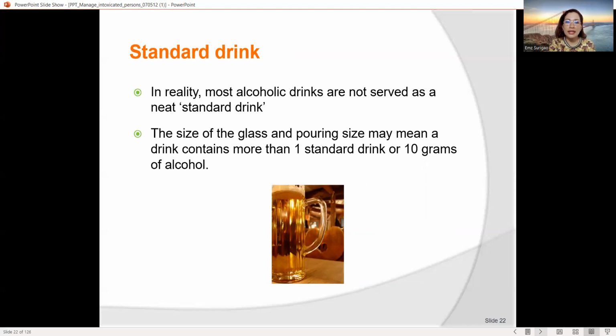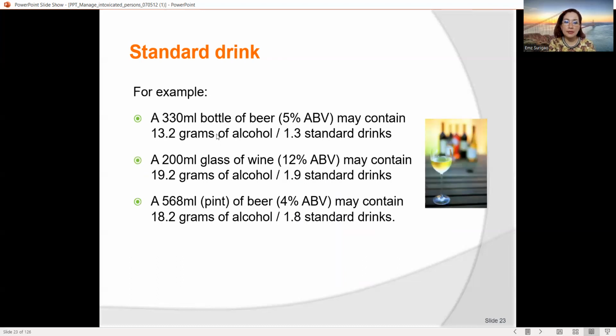Standard drink. In reality, most alcoholic drinks are not served as a neat standard drink. The size of the glass and the pouring size may mean a drink contains more than one standard drink, or 10 grams of alcohol. For example, a 330 ml bottle of beer at 5% alcohol by volume may contain 13.2 grams of alcohol. So it's 1.3 standard drinks.